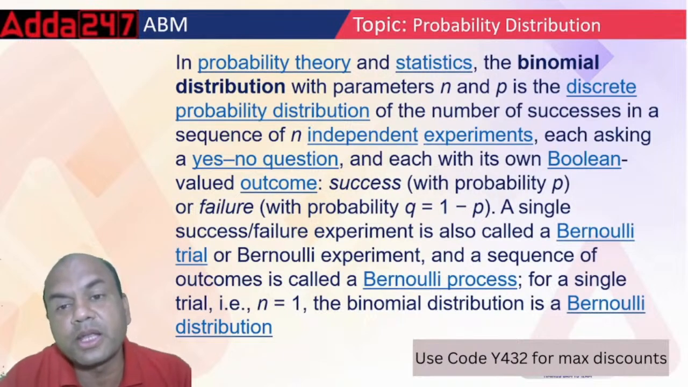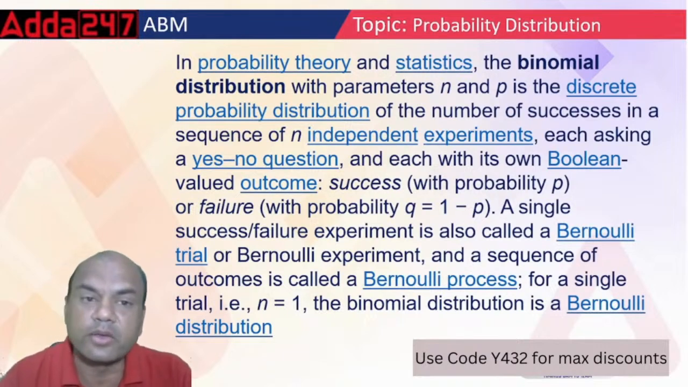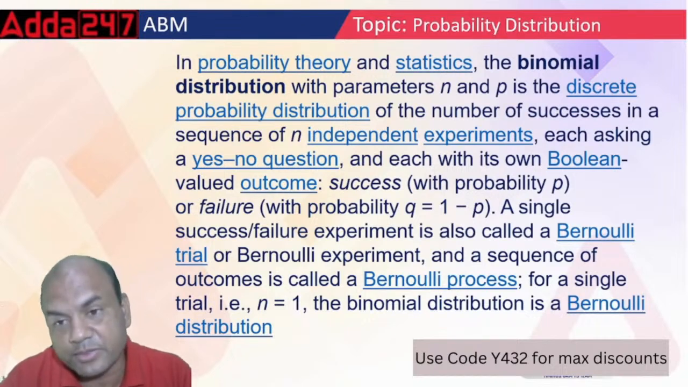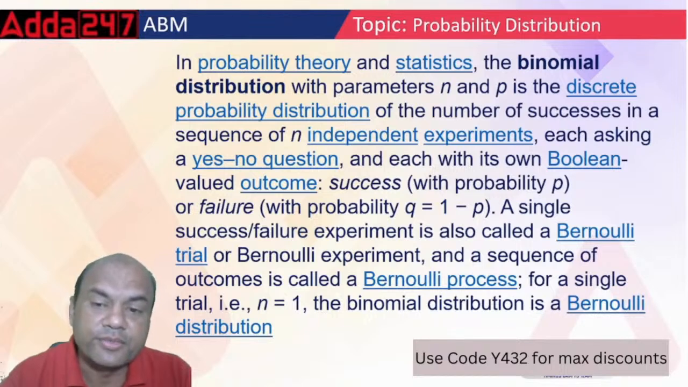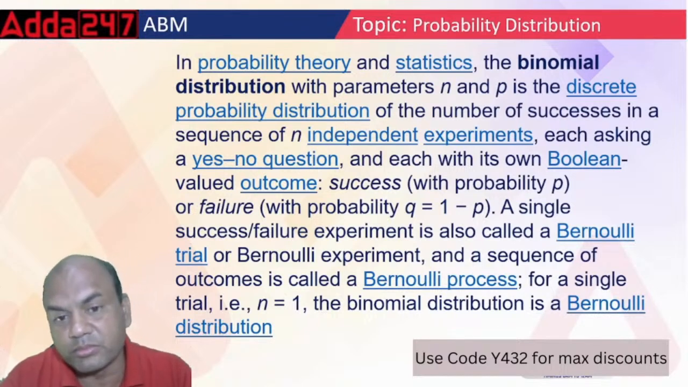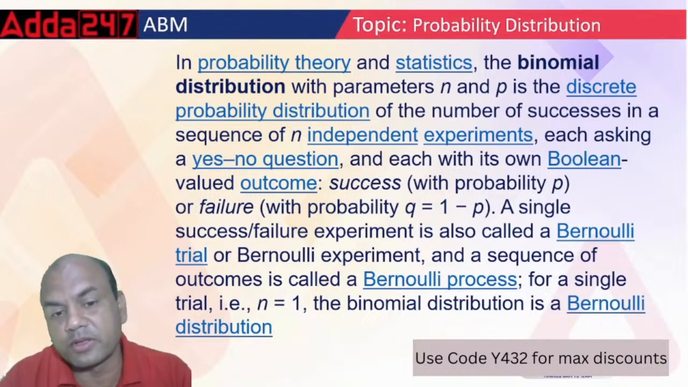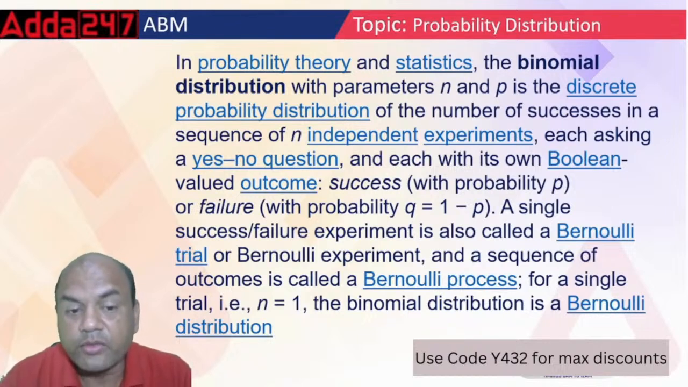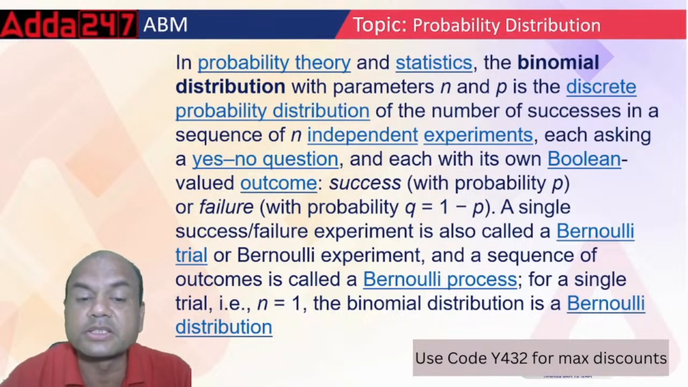If I go on repeating Bernoulli 10 times, then that is called binomial. In probability theory and statistics, the binomial distribution with parameters n and p is the discrete probability distribution of the number of successes in a sequence of n independent experiments, each asking a yes/no question, each with its own Boolean-valued outcome. My God, such a big definition, isn't it? Success P and failure Q, 1 minus P. A single success or failure experiment is called a Bernoulli experiment, and a sequence of outcomes is called a Bernoulli process. For a single trial, that is n equal to 1, the binomial distribution is the Bernoulli distribution.